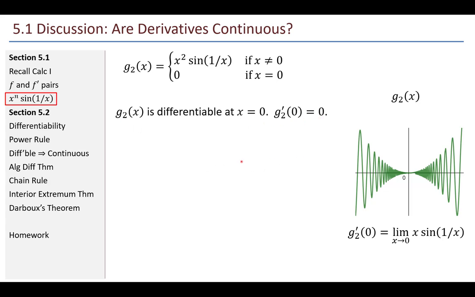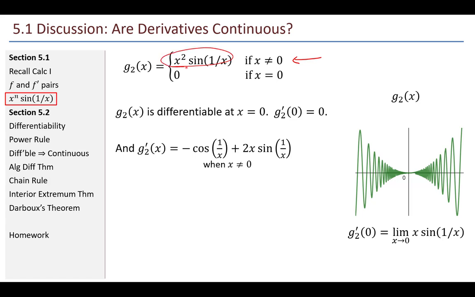What about at points not equal to 0? Well, if it's not 0, then I can just use our derivative rules and take the derivative of x squared sine of 1 over x, and I find that that derivative is negative cosine of 1 over x plus 2x sine of 1 over x. Now something funny is happening. Do you notice what it is?